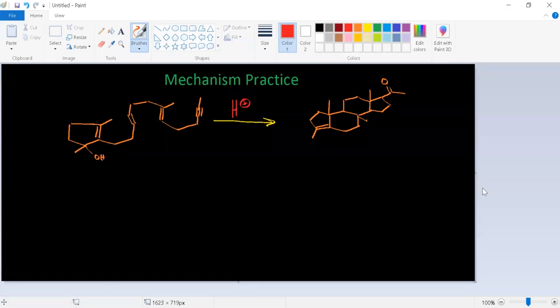So here's another mechanism practice problem. All we're given is just some acid, and we have to somehow get what's on the left to what's on the right. So give it a try, and we'll work through it in just a second.